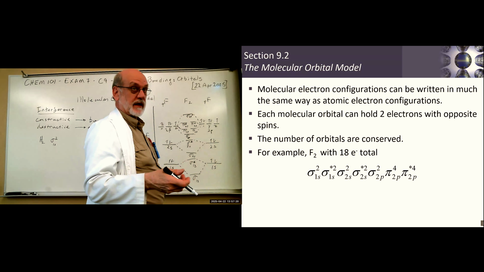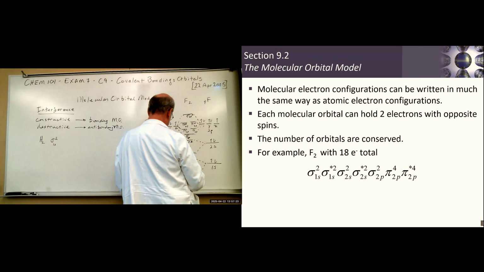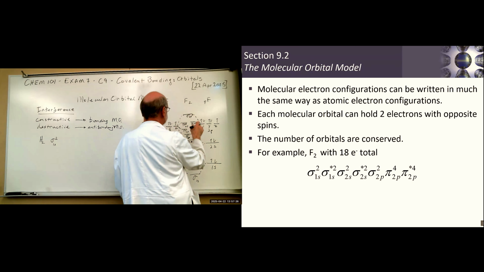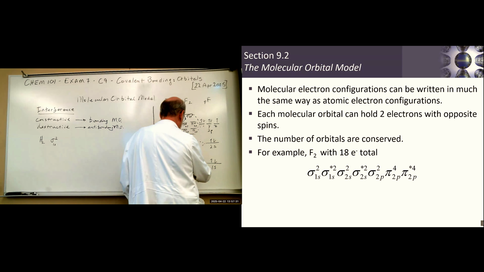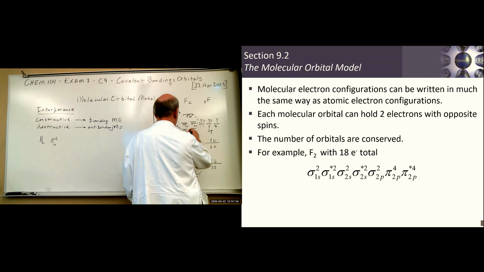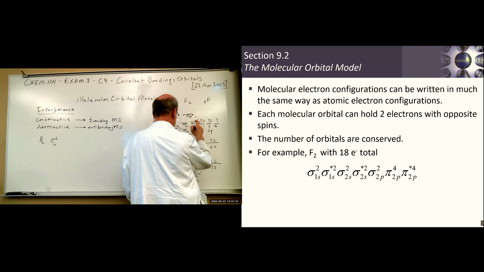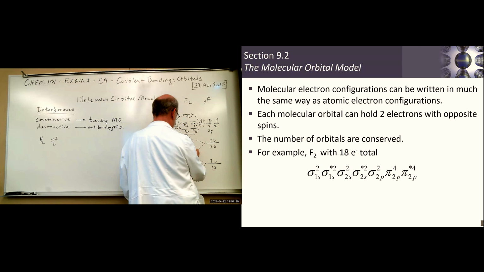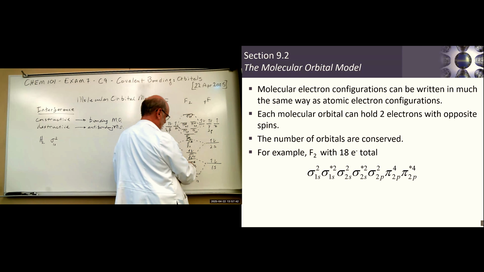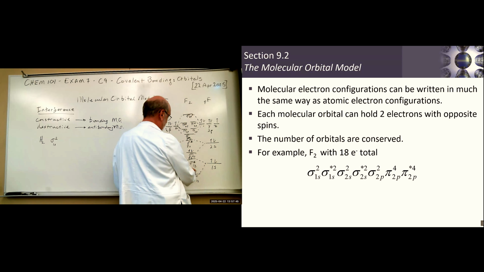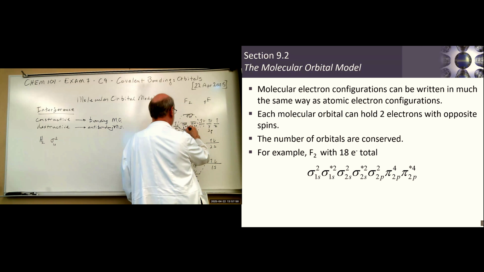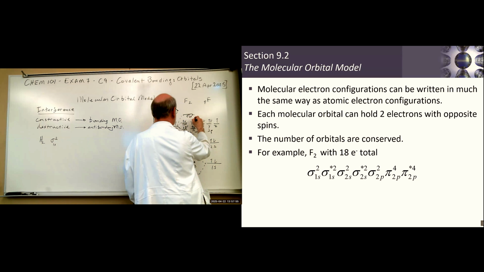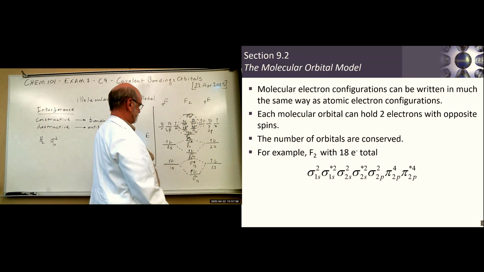Okay, now we can put our electrons in. So we start, we have 18 electrons. 2, 4, 6, 8, 10, 12, 14, 16. Sorry. I'm counting 2 for each one. So let's try that again. 1, 2, 3, 4, 5, 6, 7, 8, 9, 10, 11, 12, 13, 14, 15, 16, 17, 18. Okay.